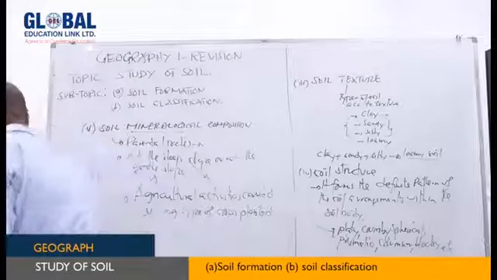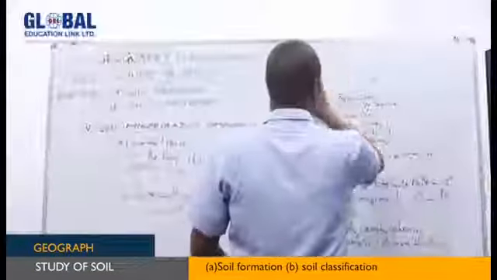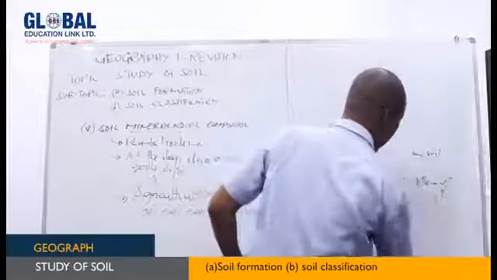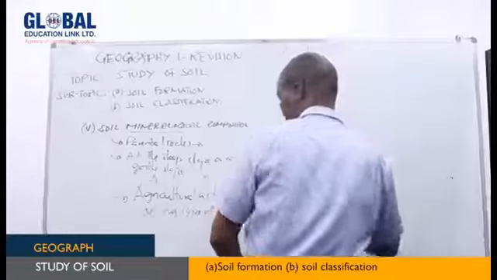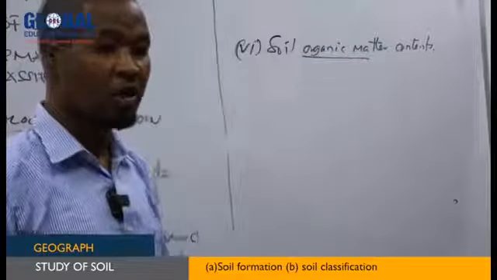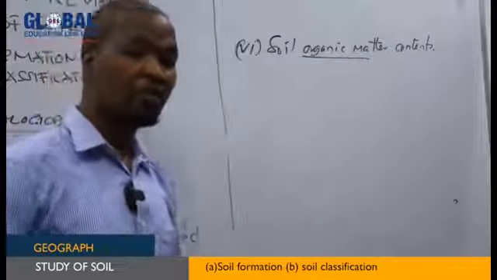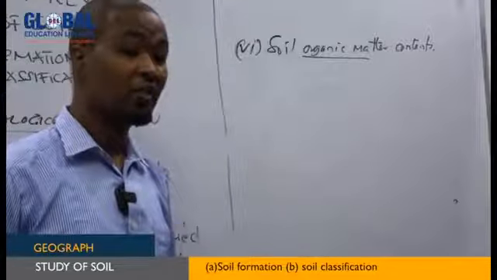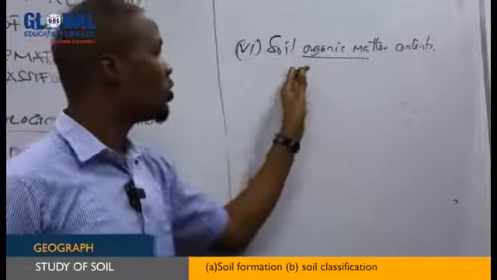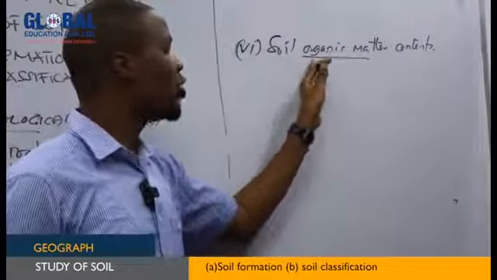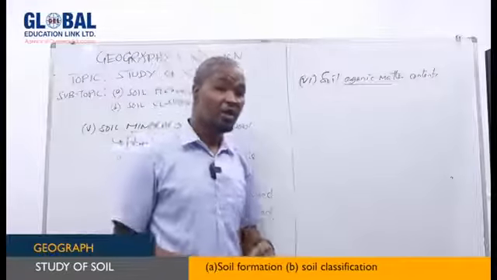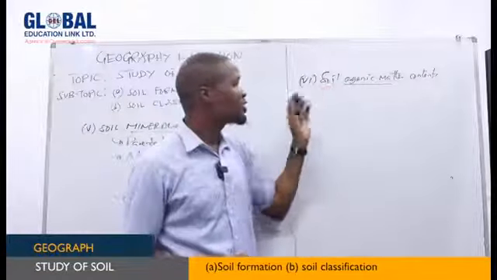Then from there we have another criteria that may be used to classify soil, so as to determine if it's a more productive soil or a less productive soil: soil organic matter content. We say the soil which is comprised of more organic matter is likely to be more productive than the soil which has less organic matter content.